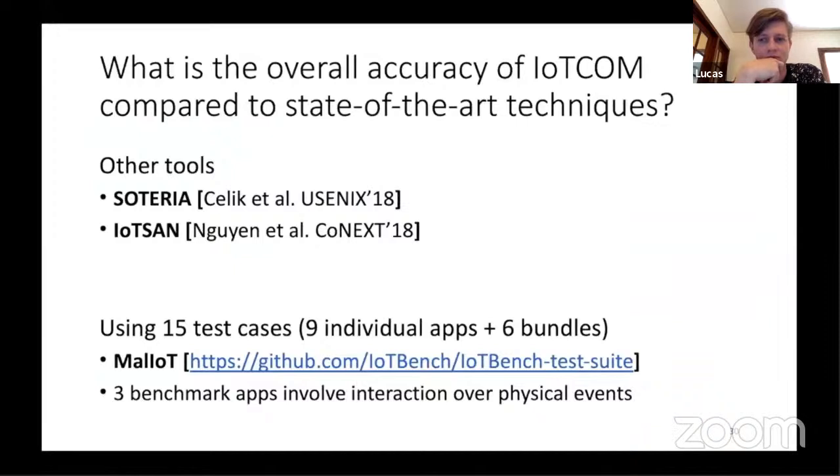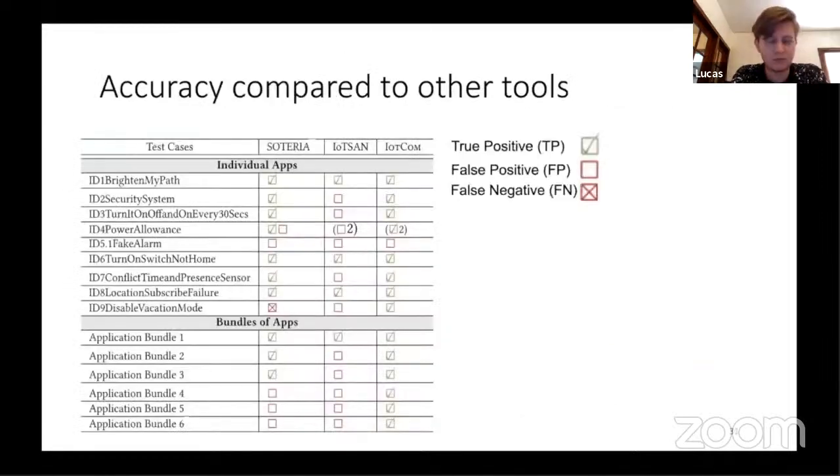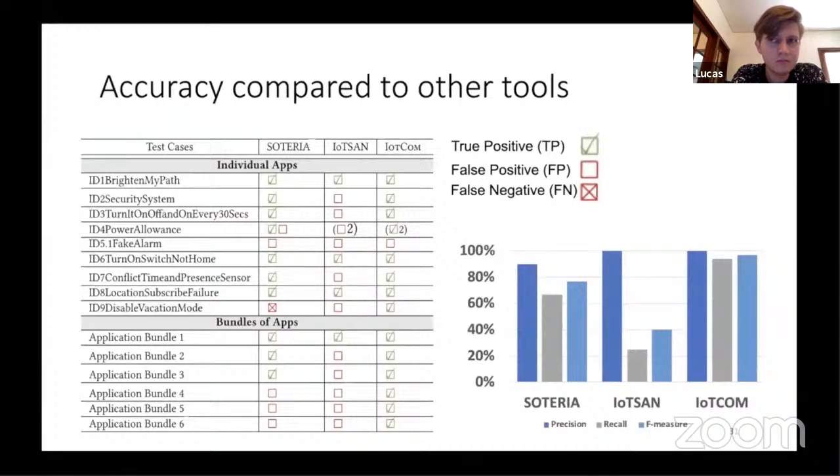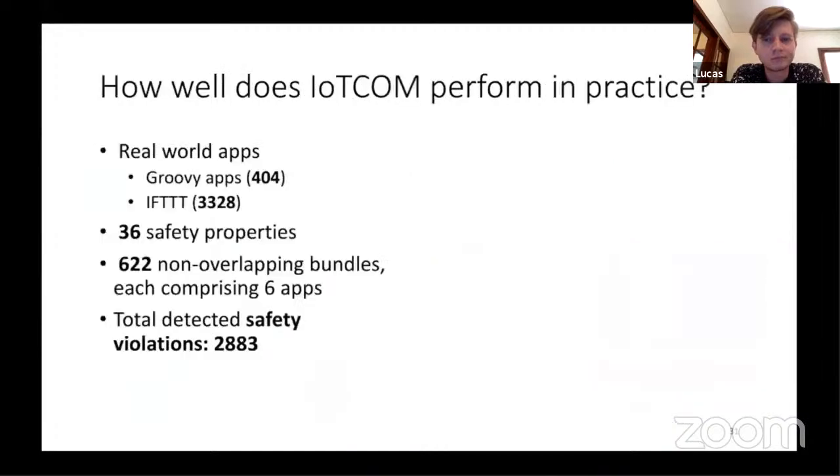Those 3 applications involve interactions by threats over physical events. The purpose of this is to verify the capability of our tool in comparison with the other tools. We computed the accuracy based on the test cases that we have. We can see IoT-COM outperforms IoT-SAN and Soteria. Basically, IoT-SAN and Soteria are missing cases because they don't have the capability to detect interactions over physical space.